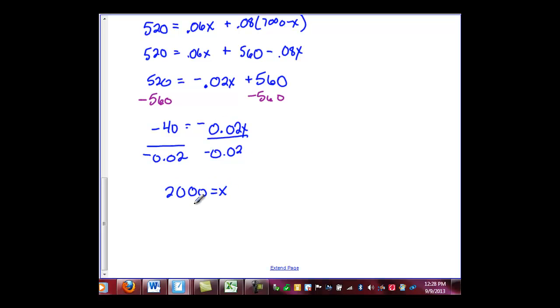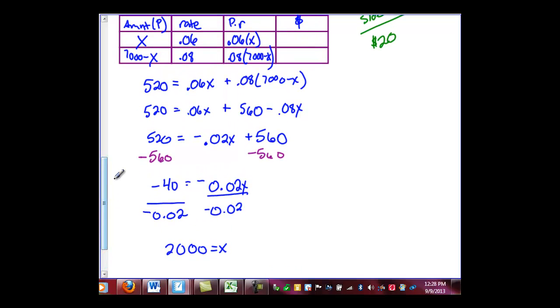All right, so we got 2,000 for x. So that means the amount we invested was $2,000 in the first one. What's the amount we invested in the next one? Yeah, $5,000.